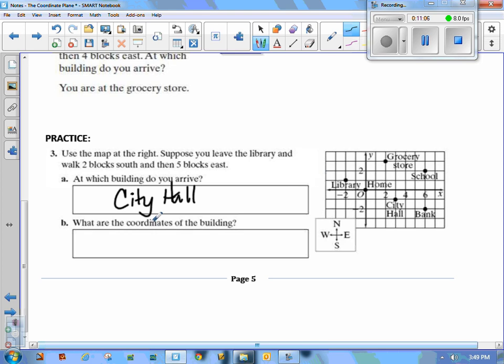Now they're asking, what are the coordinates of the building? So here we're at City Hall, and they want to know, where does this point lie? If I start at the origin and go X, in here that's in quadrant 4, so it's a positive, negative, means we're going to go over 1, 2, 3. We go over a positive 3, and then we have to go down 1, -1, and we're at City Hall. So the coordinates of City Hall are 3, -1. This is the end of lesson 1, points in the coordinate plane.